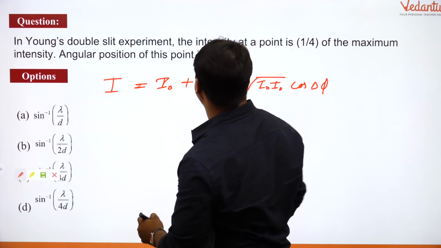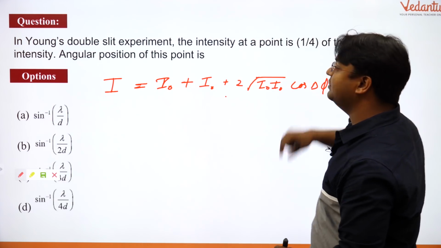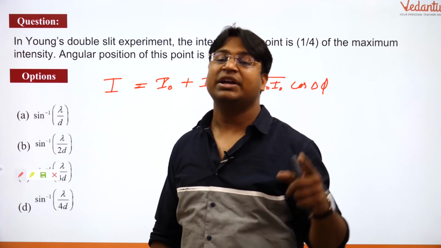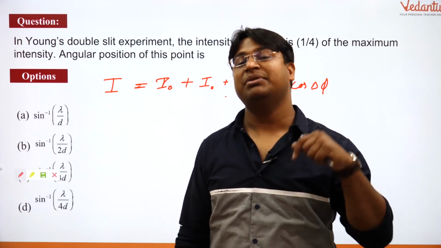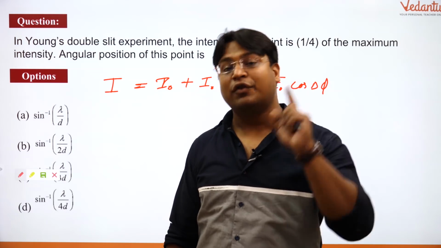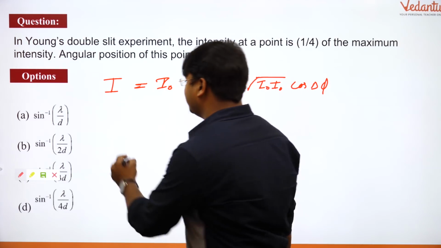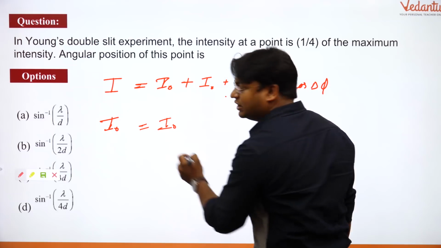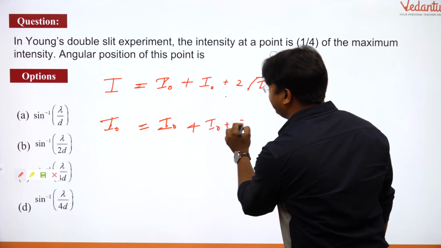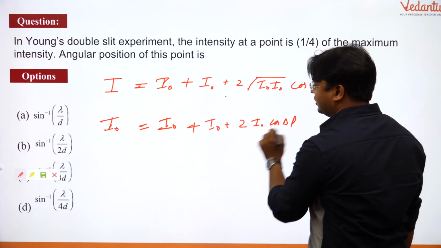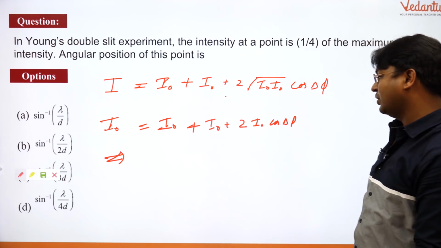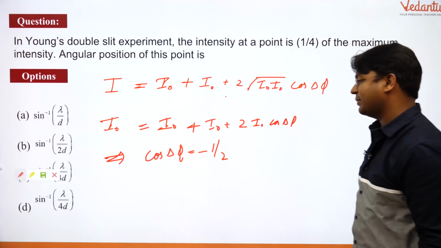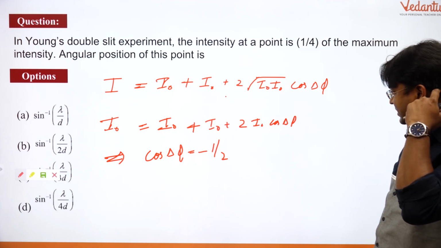So what do we substitute? The question says 1/4 of the maximum intensity. You should be careful here. It's not saying I naught by 4. It's saying 1/4 of maximum intensity. The maximum intensity is itself 4 times I naught. So 4 times I naught divided by 4, so we should write I naught here. Once we do that, the equation becomes I naught equal to I naught plus 2 I naught cos delta phi. So on doing a little bit more math, we are going to get cos delta phi as -half. Is this what I'm getting? Just tell me, guys. Yes.